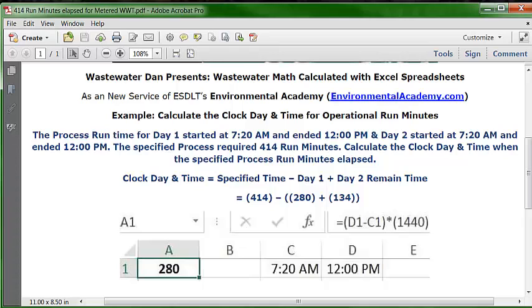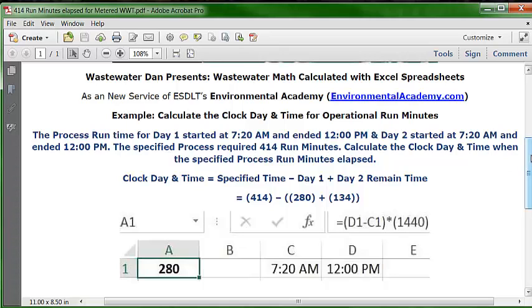And you have to put in the largest number, which will be the end time, and you put in the smallest number, which will be the start time, and that will give you a positive number as your result. So the equation would be: put the cursor in A1, go up to your formula bar, and put in an equal sign, open parenthesis, D1 minus C1, close parentheses, multiply, open parentheses, 1,440, close parentheses, enter, and that's going to be your 280 minutes.